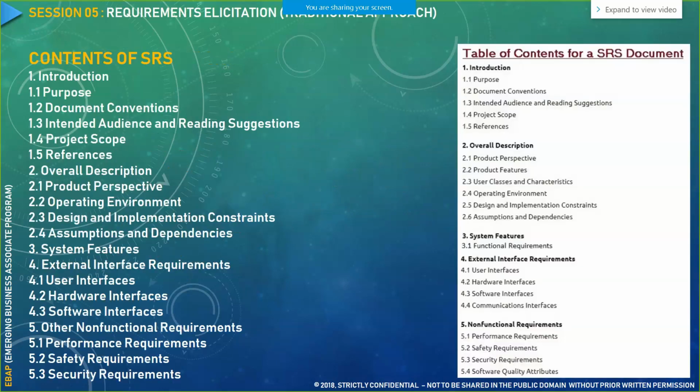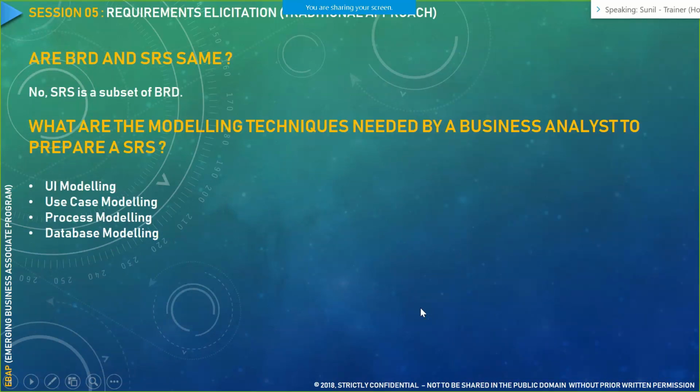Okay. Now we see a software requirement specification document has essentially these contents. There would be a purpose, some document conventions, the intended audience and reading suggestions, the project scope, the references, the overall description, the product perspective, the operating environment, design and implementation constraints, assumptions and dependencies, system features, external interface requirements like UI, hardware and software interfaces, and other non-functional requirements like performance, safety, and security. This is a typical skeleton of a software requirement specification document.